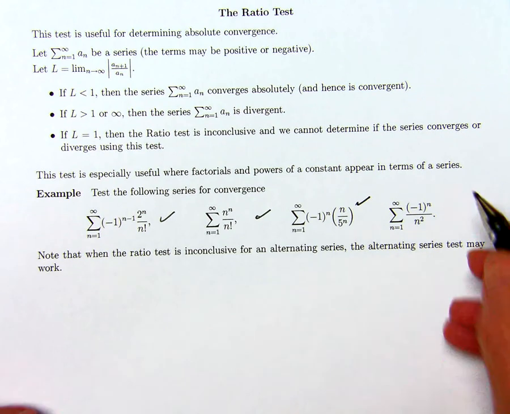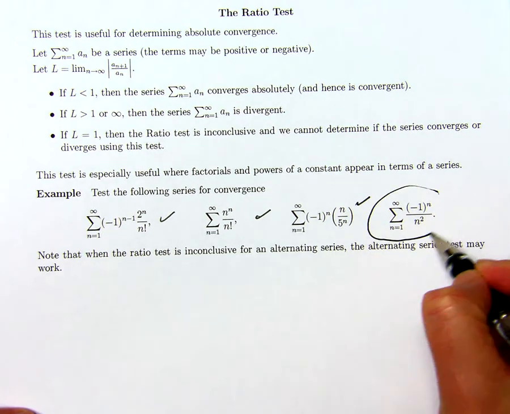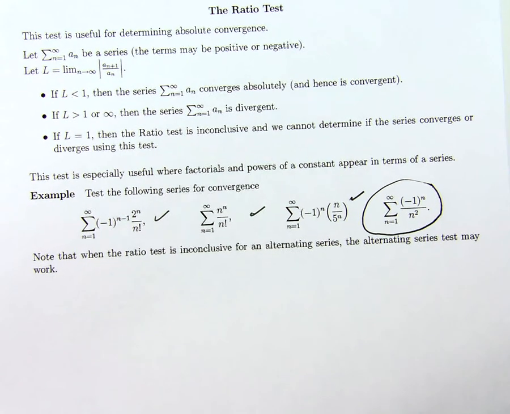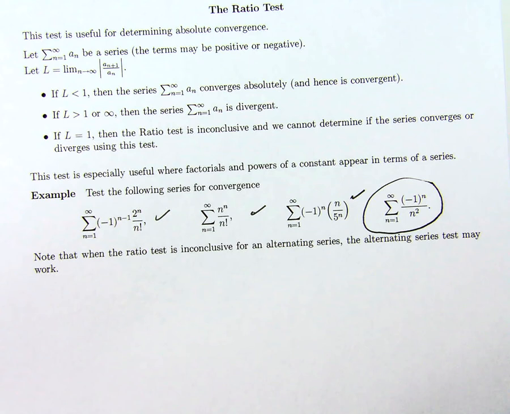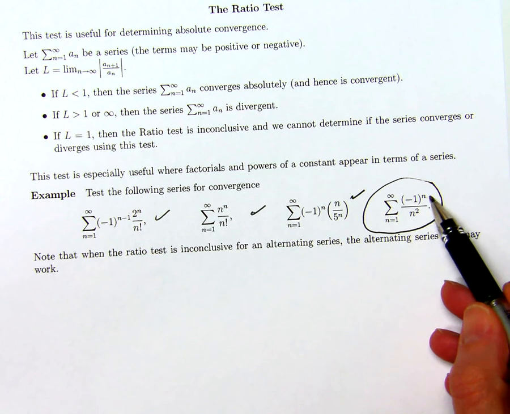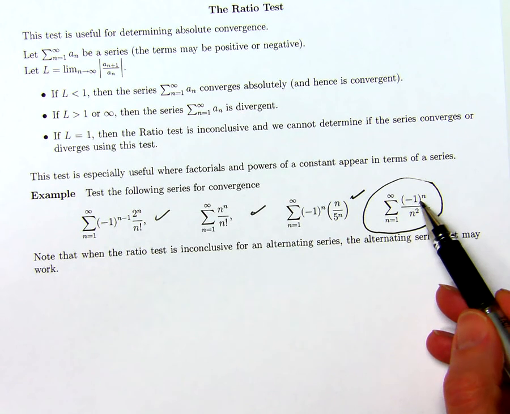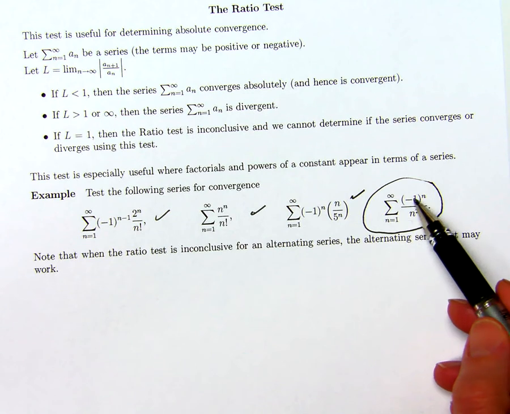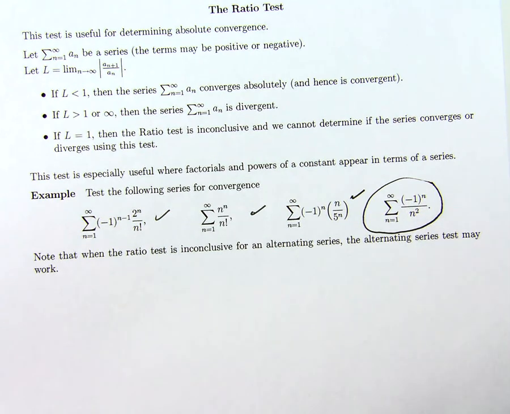Okay, this time we're going to focus on this series and see if we can figure out whether it converges or diverges using the ratio test. Now, there are no factorials and no nth powers except for -1 to the n here, so it certainly seems like the alternating series test would work here, but we'll give the ratio test a shot to see what happens.